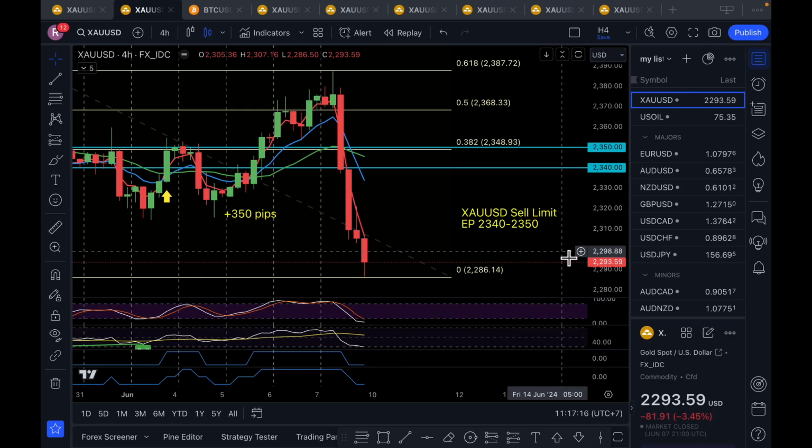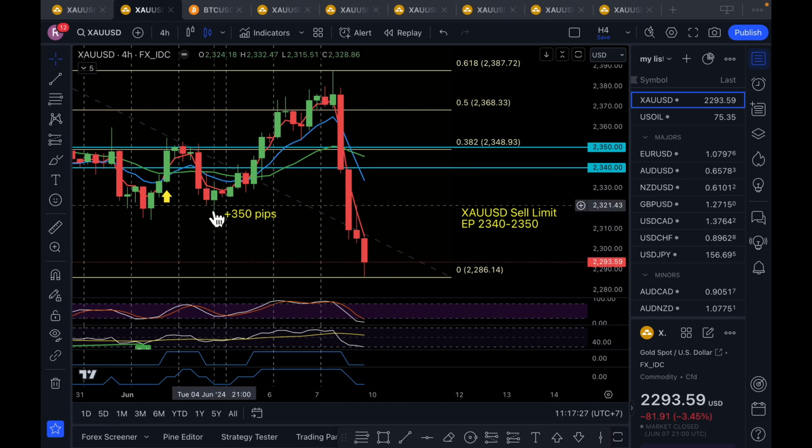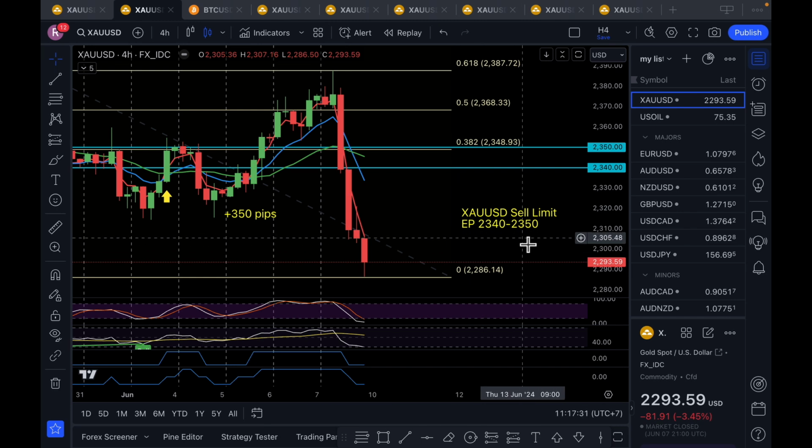And here are the trade setups that I shared with you last week. So let's see what the results were. It was a winning week, okay, 100% win rate, as I said in the beginning. And I shared with you a sell limit between 23.40 and 23.50.